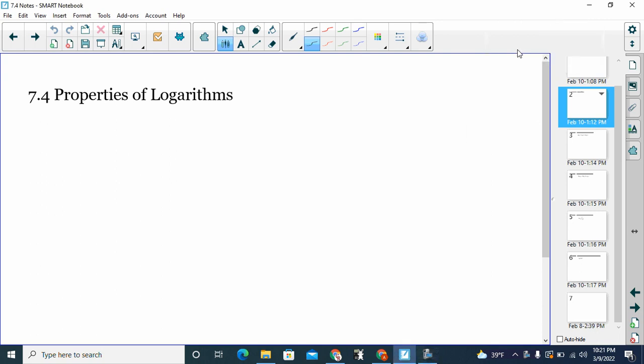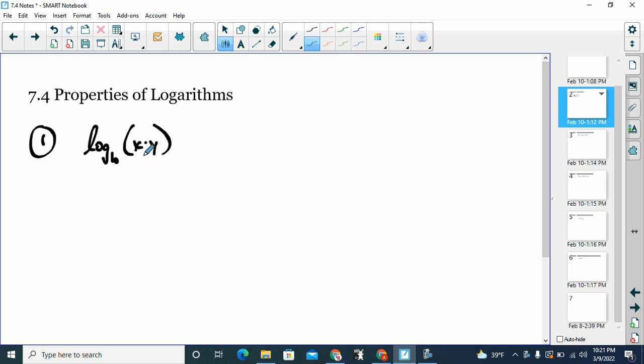These are notes from section 7.4, properties of logarithms. There are 3 properties of logarithms that we're going to take a look at. The first says log base b of x times y.